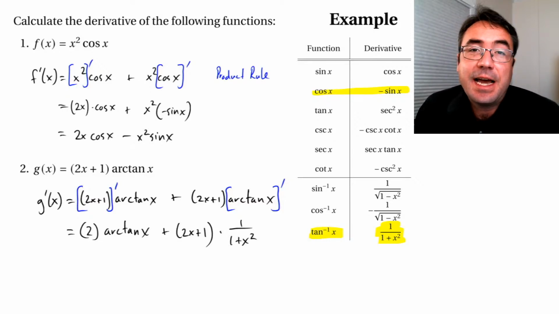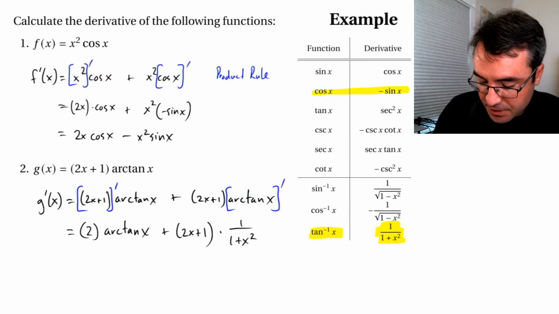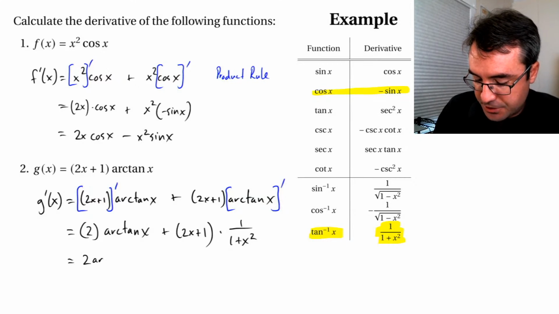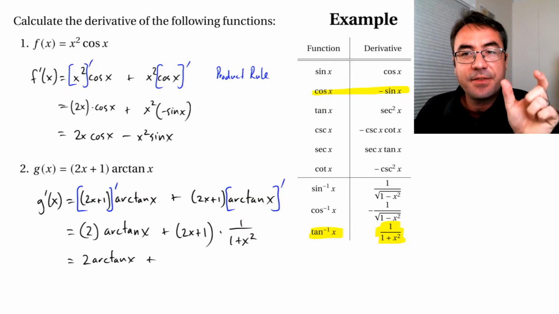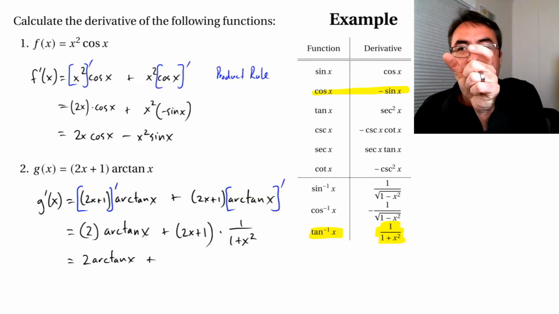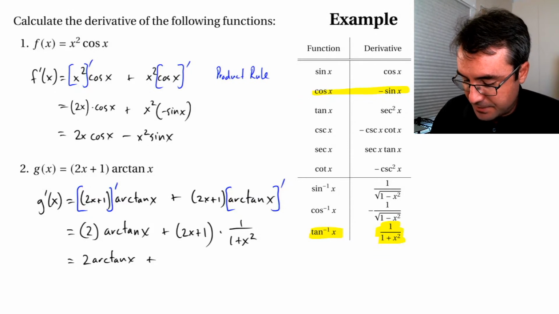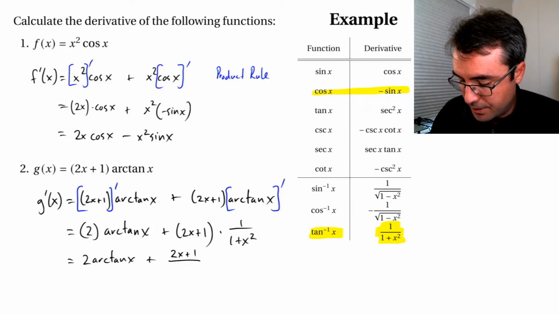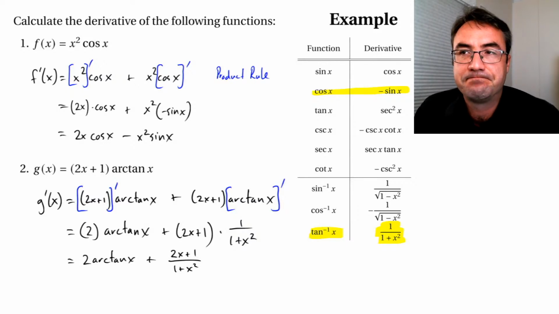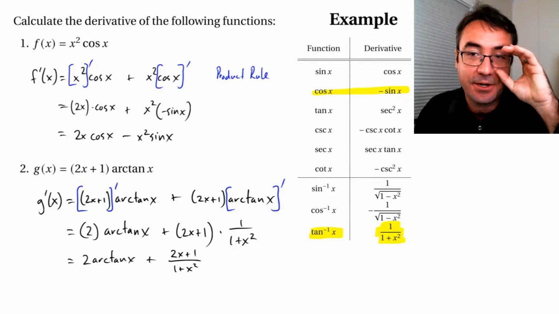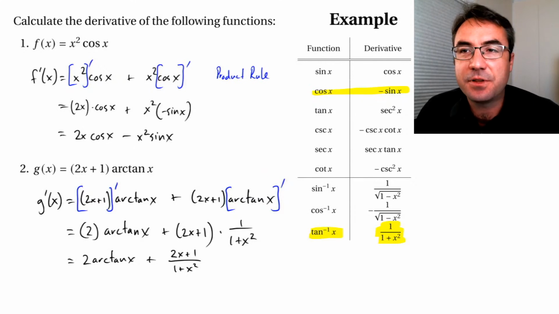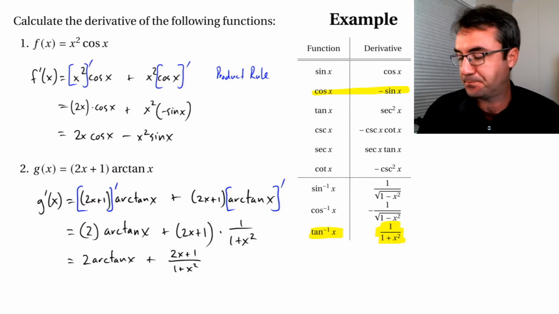And then to kind of clean this up a little bit, again, that's fine. We could just stop there. But maybe to clean it up just a little bit, I would write it as 2 arctan of x plus, and then I would take the 2x plus 1 and put it in the numerator. So I would write that second piece as (2x plus 1) over (1 plus x squared). Again, not absolutely necessary, but it's nice to kind of clean things up as you go along.